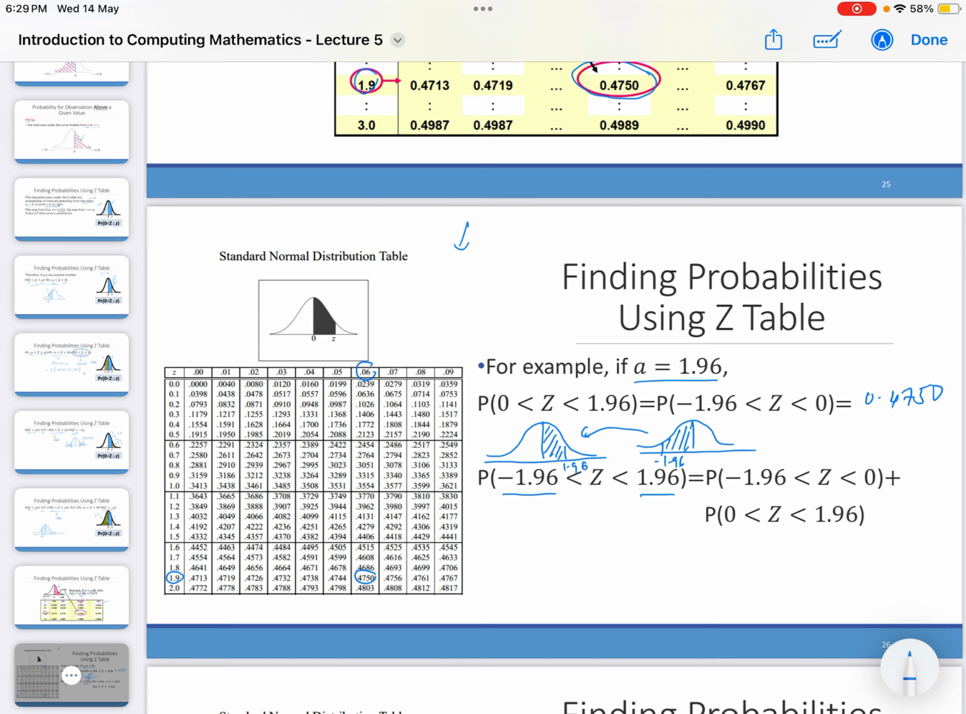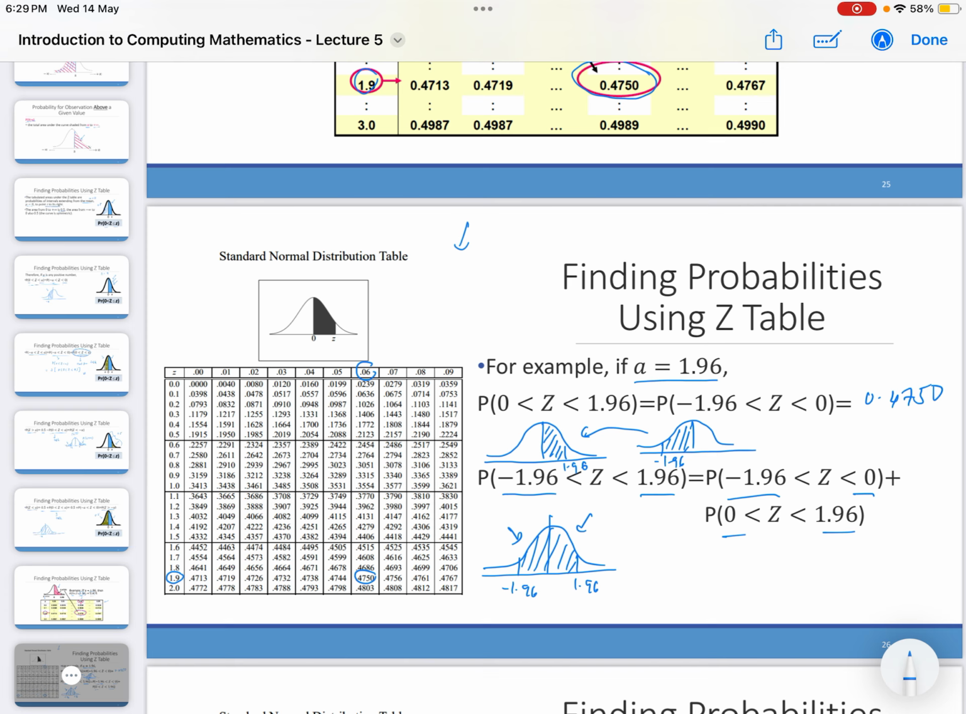Okay, and then this one. So let's draw the bell curve. So we have this bell curve. So negative 1.96 is over here, and then 1.96 is over here. So we want to find the probability in between. Okay, so that means we want to find probability of Z in between negative 1.96 to 0, which is this part, plus probability of Z from 0 to 1.96, which is this part.